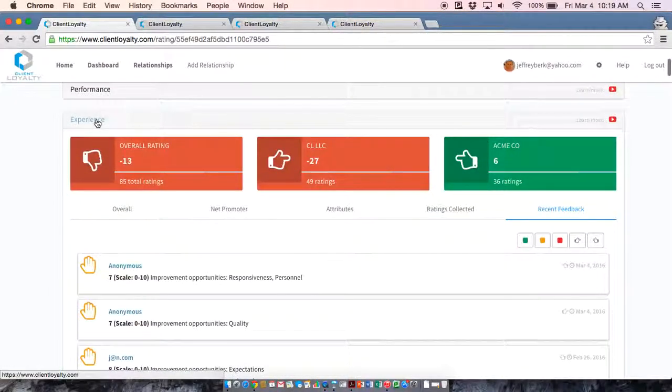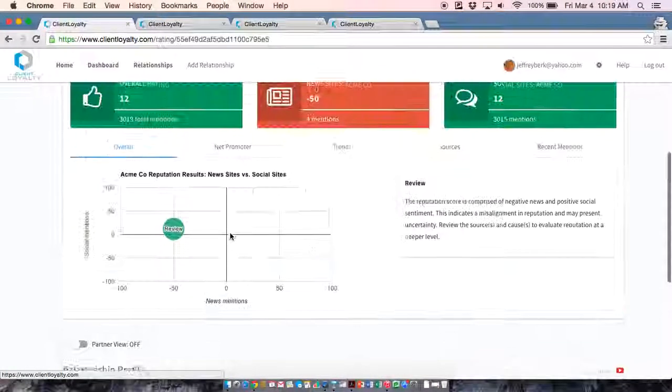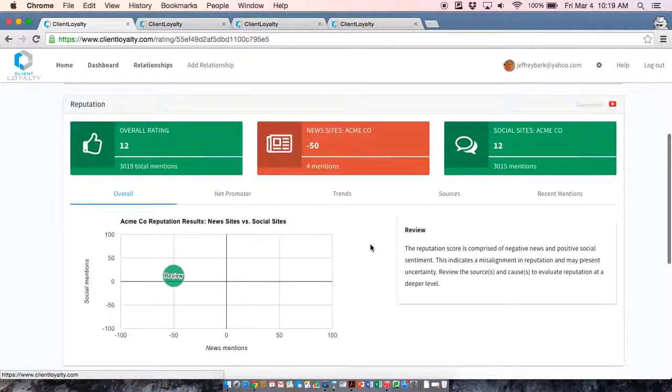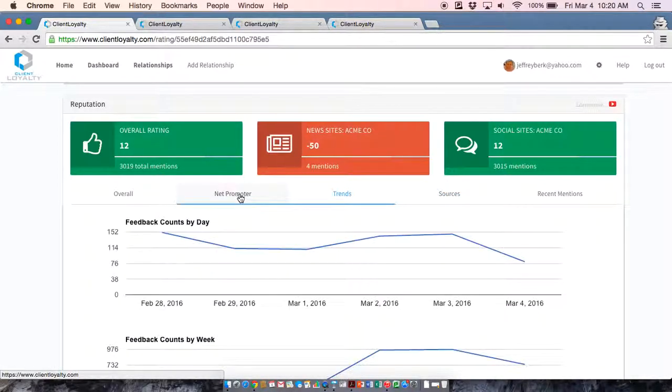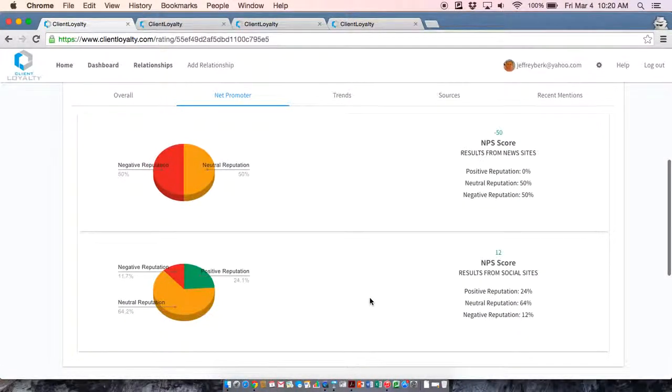Social sentiment is similar as well when you look at that data. We break apart sentiment into actual social, which is things like Twitter, and news sources, things like Wall Street Journal or New York Times, and you can see how the supplier is faring in those forms of media. You can look at the information by source, you can look at the trends, and you can look at it broken out into a pie chart format.